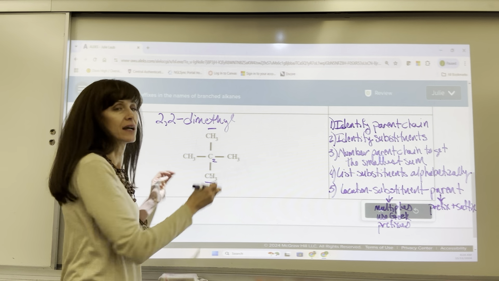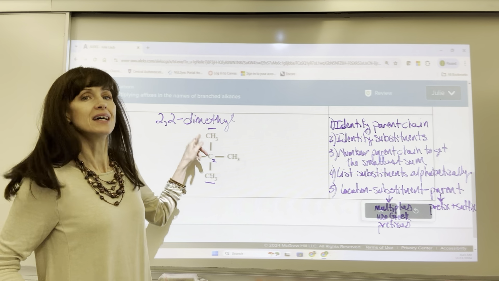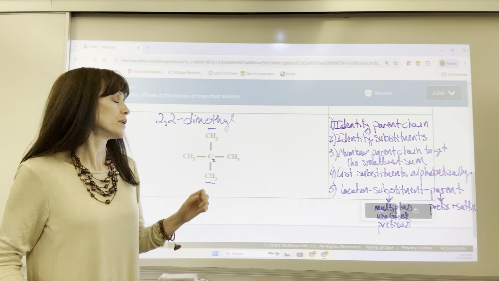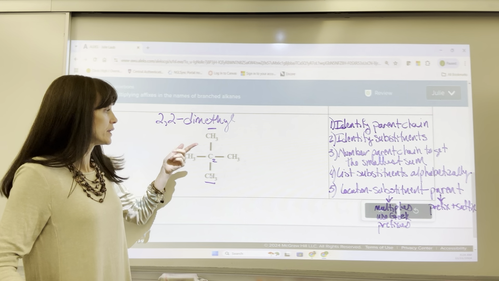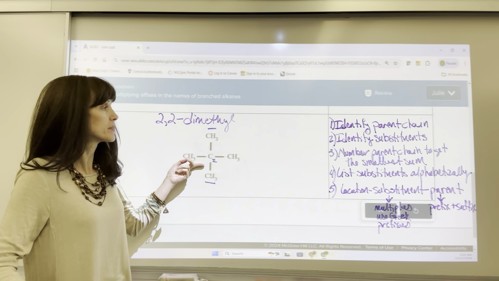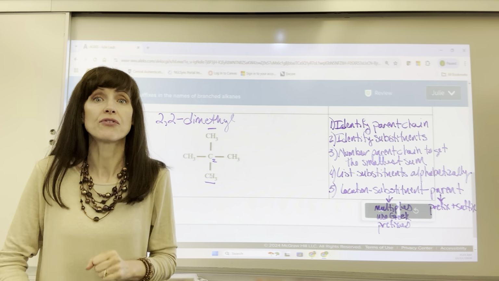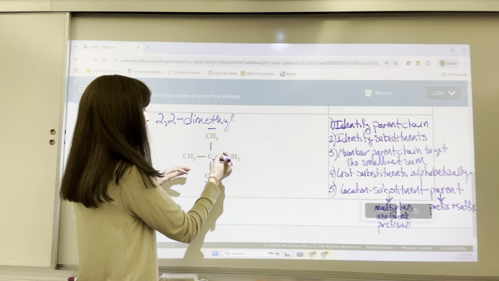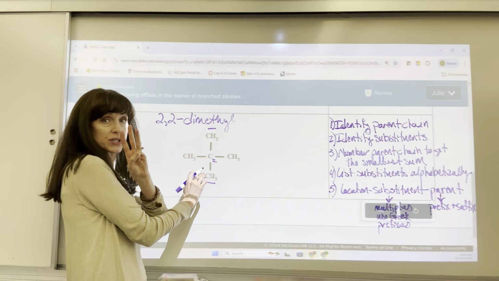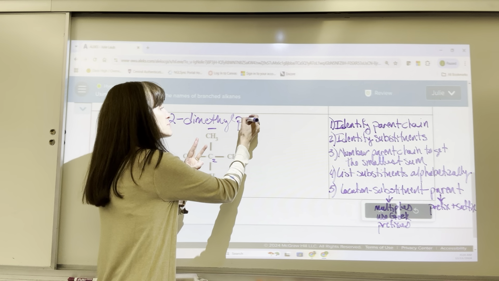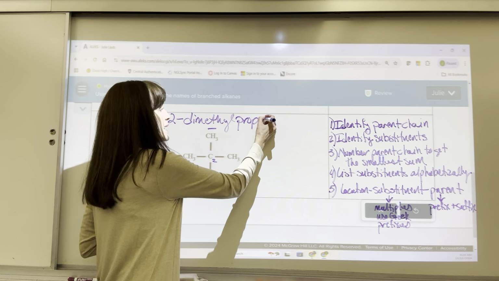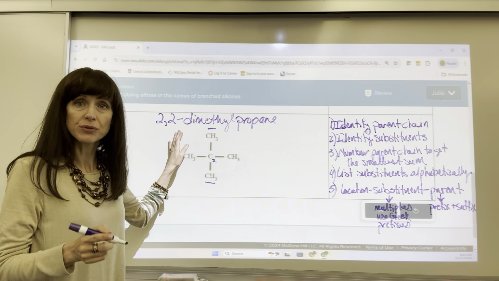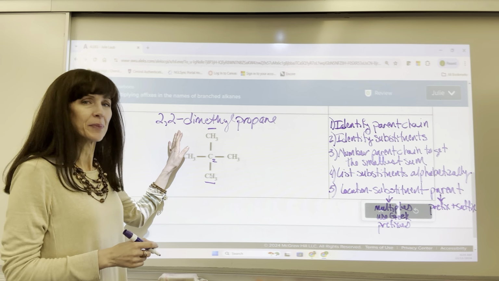I will tell you right now from experience, that di is what students will miss. They'll give me the 2 and the 2. They know that they're both attached to that 2 carbon, and they forget the di. So be careful on that. 2,2-dimethyl. My longest chain is 3, which that prefix is prop. All single bonds, ane. So this is a 2,2-dimethyl propane.